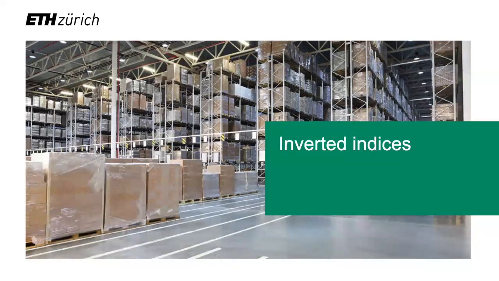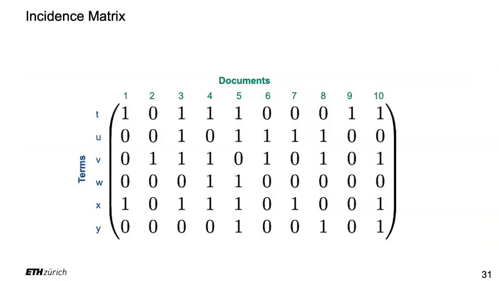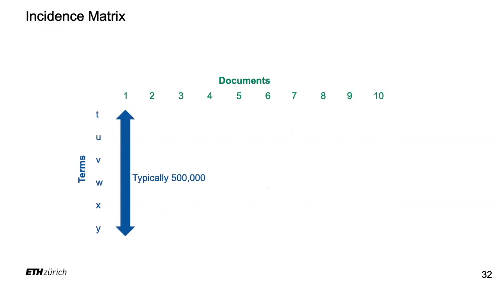Now, I promised you something better than incidence matrices. But first, I need to tell you why we need something better, because you might have thought, after all, incidence matrices are perfect, right? They do the job. They can tell us the documents that we need. So what's the problem with incidence matrices? Well, the problem has to do with the size.